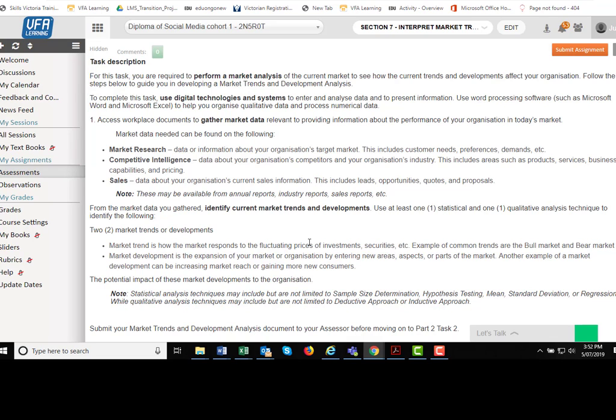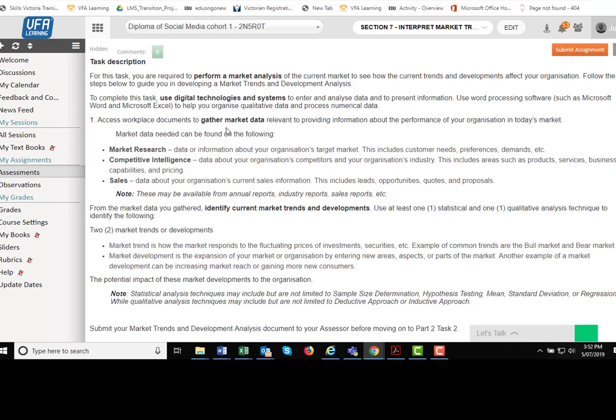Basically you need to establish two trends or developments in your industries and complete a template, which we'll show you in a second. Now you need to use research techniques to establish or gather the market data related to these emerging trends or developments.